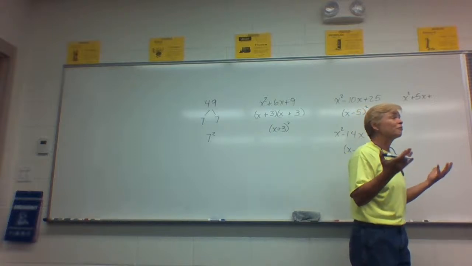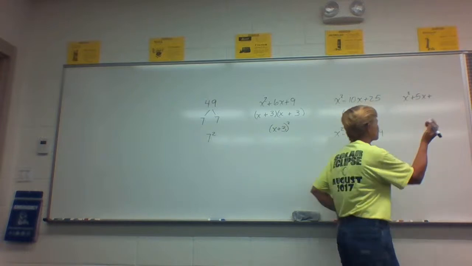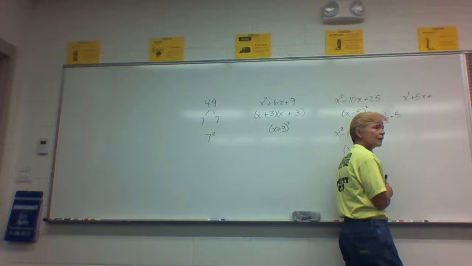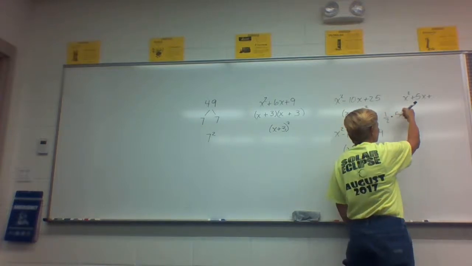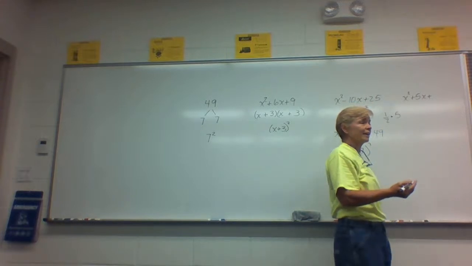Yeah, 5 divided by 2. 5 over 2. 5 halves. Half of 5. This is what you're asking yourself. Half of 5. That's what you're asking. 5 is over 1, so it's 5 times 1 over 2 times 1. It's 5 over 2. Half of 5 is 5 halves.